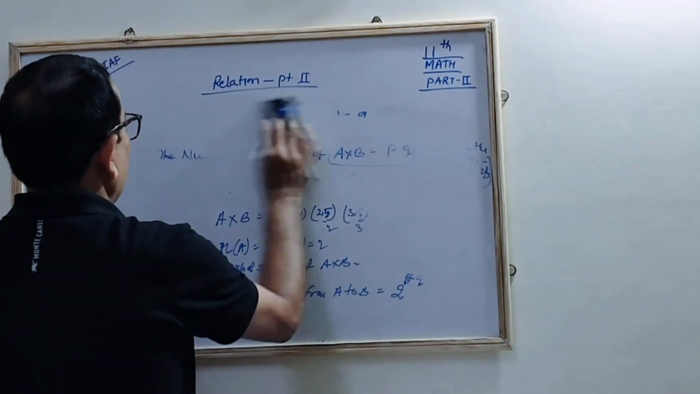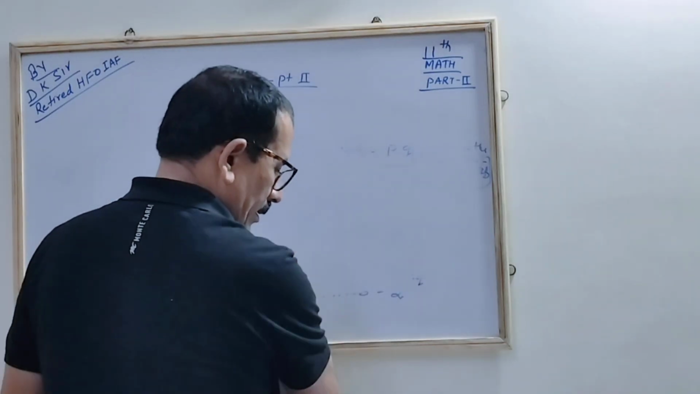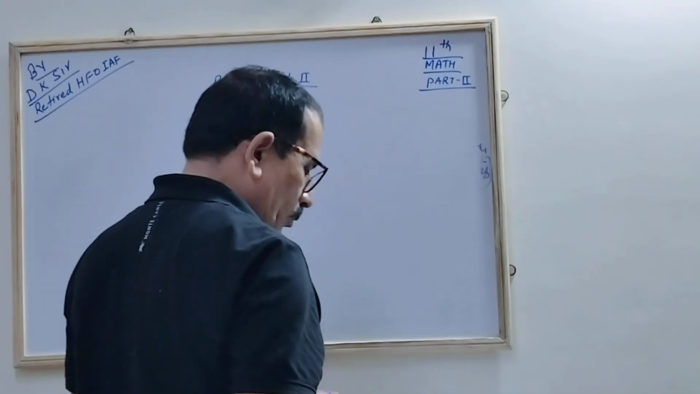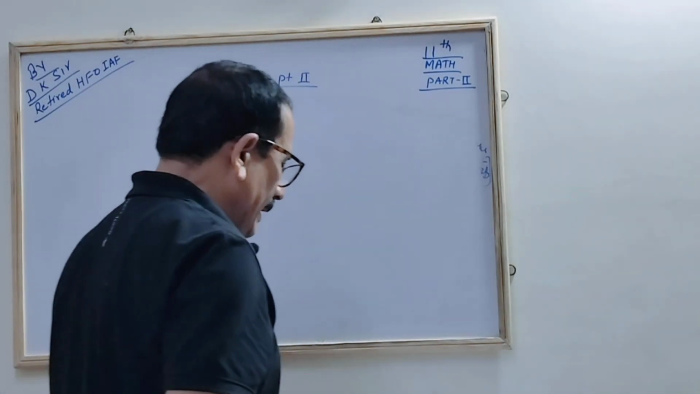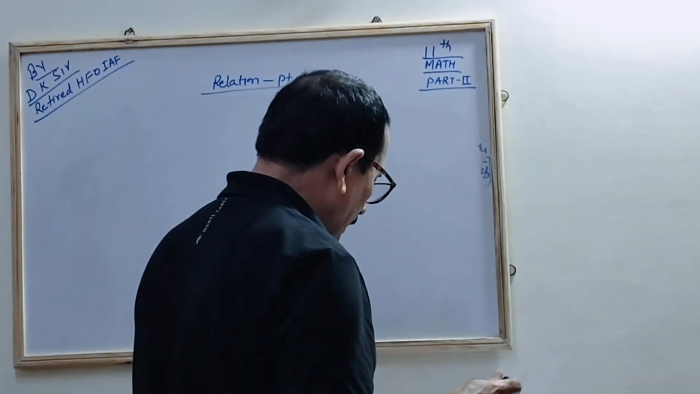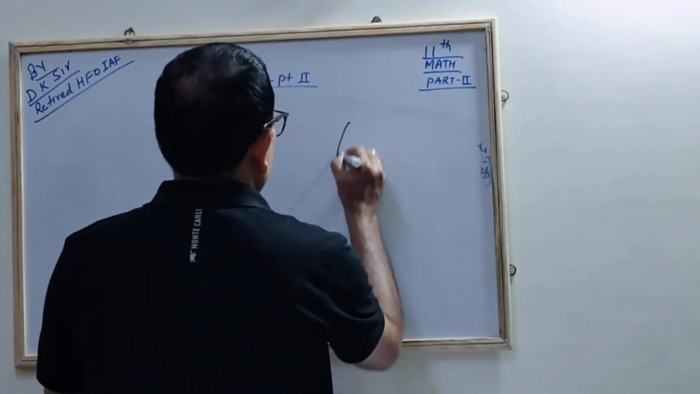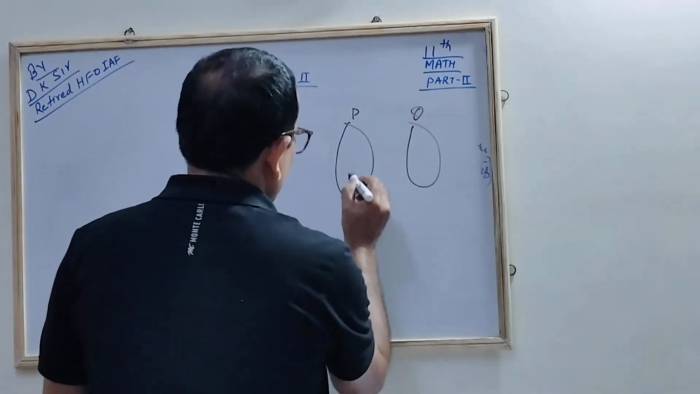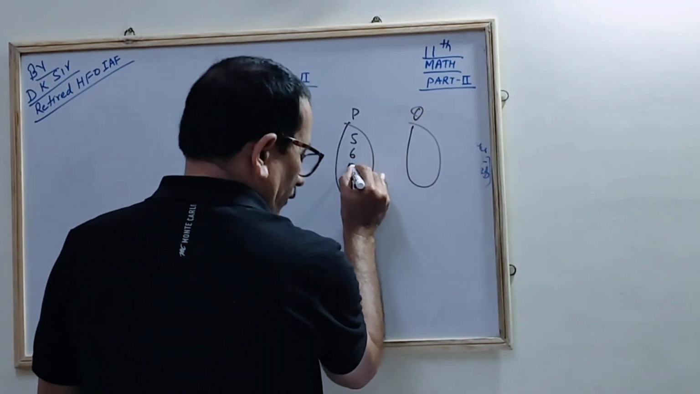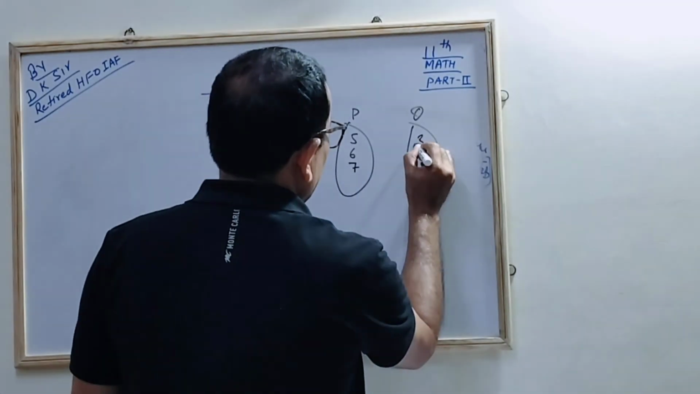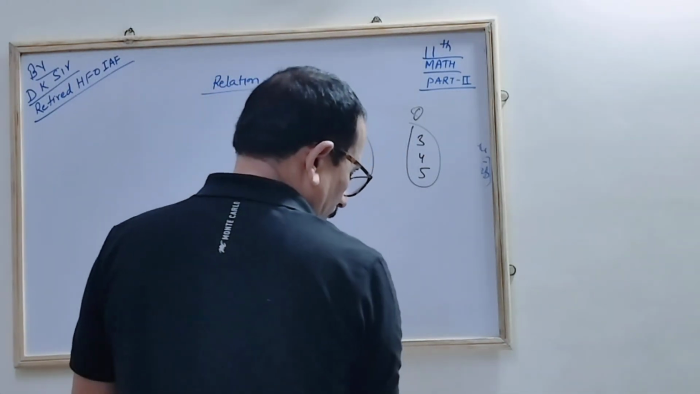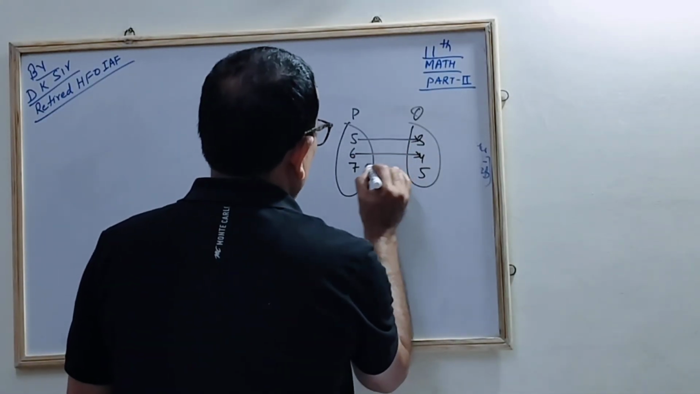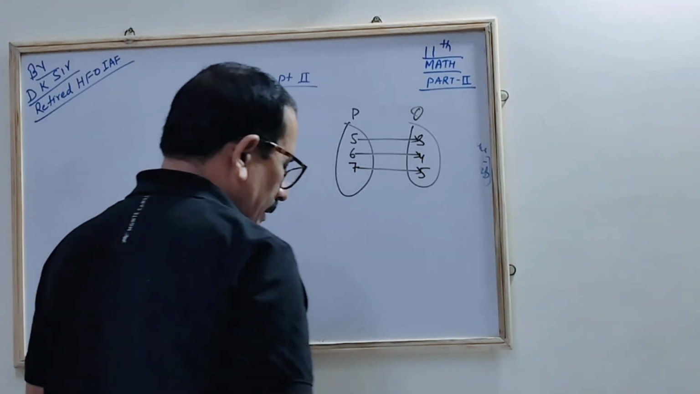Next we will see the two more examples. They have given the figures. The P and Q are two sets where the elements or members are 5, 6, 7 and 3, 4 and 5. Correct? They are related: 5 is related to 3, 6 is related to 4 and 7 is related to 5.